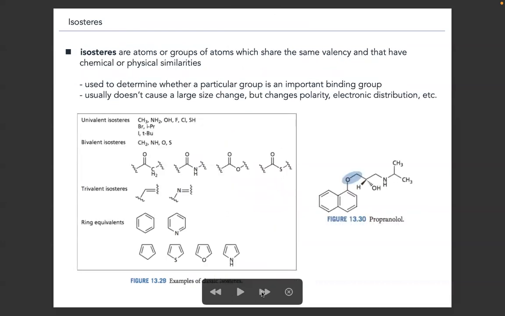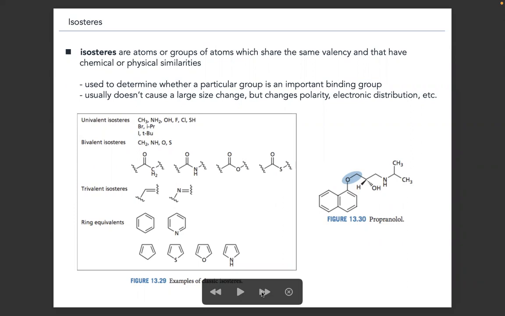Isosteres are another sort of space that we'll talk a little bit about as we move along. Those are atoms or groups of atoms which share the same valency and that have chemical or physical similarities, right? I won't get too hyped up on you necessarily giving a perfect isostere for the design of some of the compounds that you'll do.